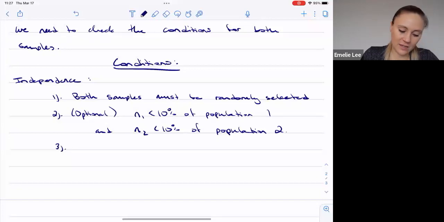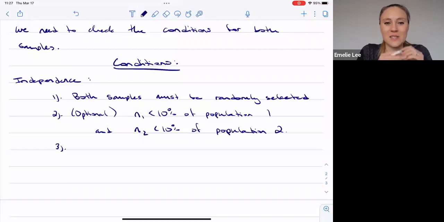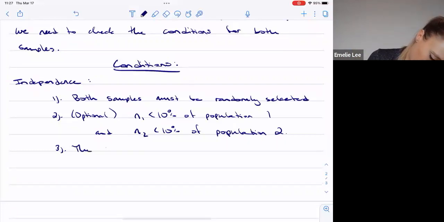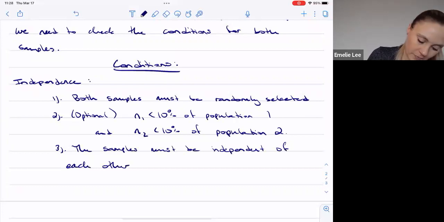And then the third option is the new option, which I'll highlight after I've written it, is that, okay, so I have these 2 samples. So the additional condition is that these samples are independent of each other. Okay, so the samples must be independent of each other. Okay, so this is our new one.